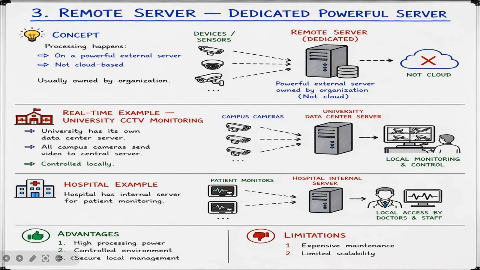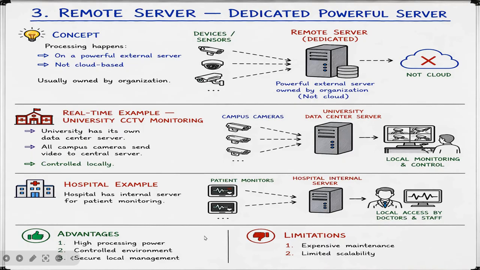Okay, here the CCTV cameras continuously stream the video to the server, and the server analyzes and stores the recordings. And here it is controlled locally also, that is, the security staff can monitor and manage everything within the campus, and this will improve the privacy and the quick access. One more example is the hospital example, where the hospital has an internal server for monitoring the patients.